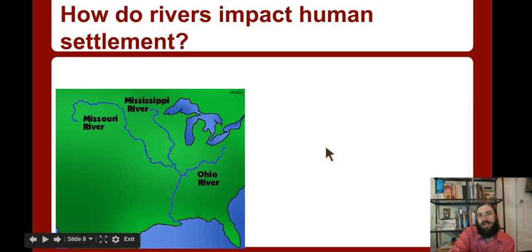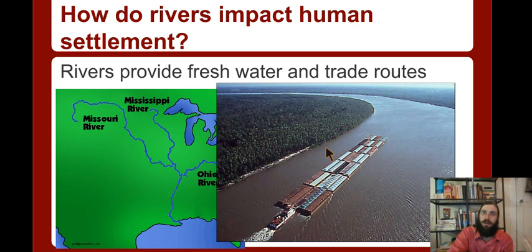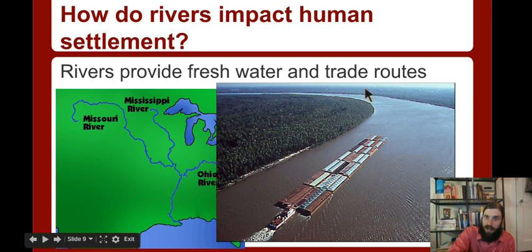How do rivers impact human settlement? Think about it. Rivers provide fresh water and trade routes, okay? So along rivers, you can farm because you have water, and look at all of this sweet, sweet cargo going along these trade routes, all right? This is a modern picture showing you that it's not only in olden times that people trade on rivers, but nowadays people trade on rivers too, okay? By the way, notice you're going to need to know these rivers: the Missouri River, the Ohio River, and the Mississippi River in the middle.